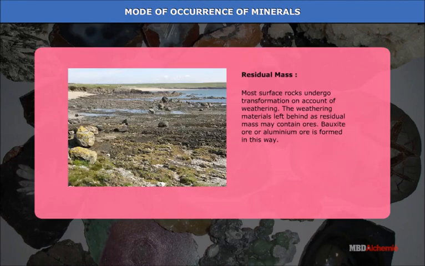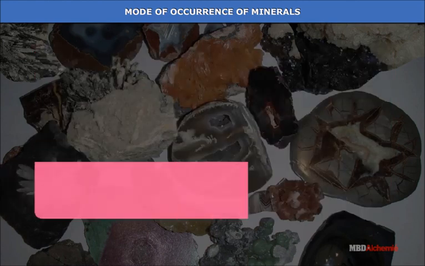Residual mass. Most surface rocks undergo transformation on account of weathering. The weathering materials left behind as residual mass may contain ores. Bauxite ore or aluminium ore is formed in this way.